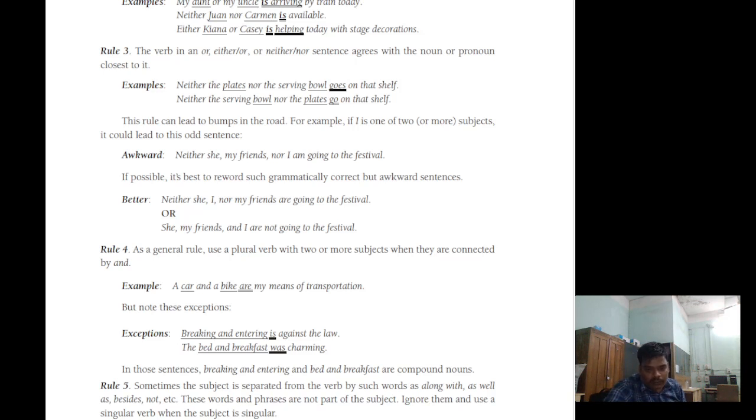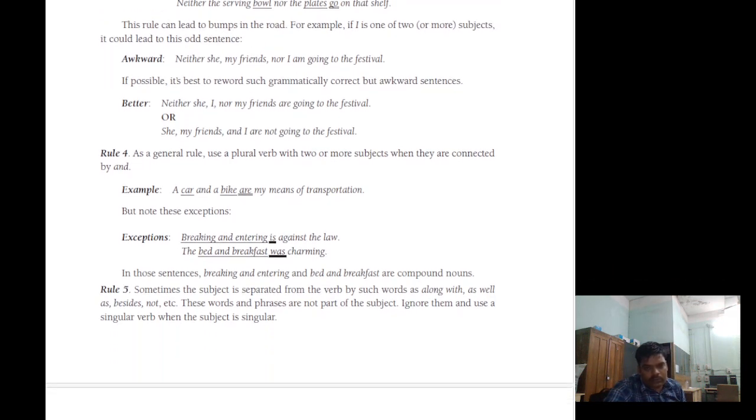Next, rule number 5. Sometimes the subject is separated from the verb by such words as along with, as well as, besides, not, etc. These words and phrases are not part of the subject. Ignore them and use a singular verb when the subject is singular.